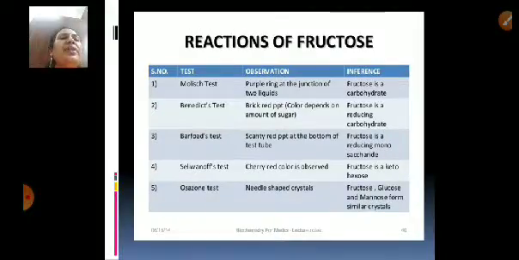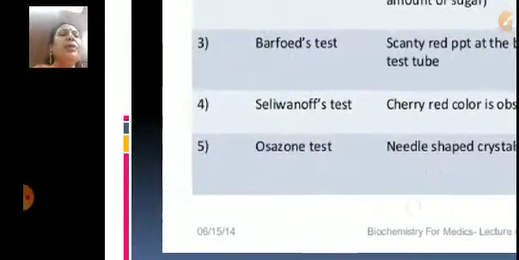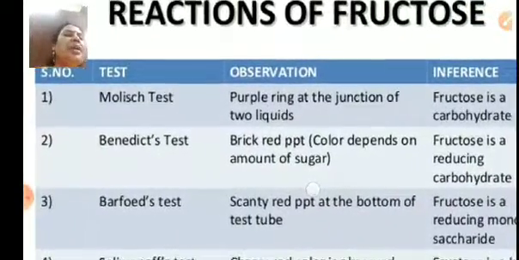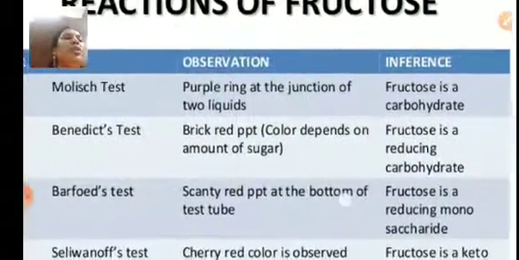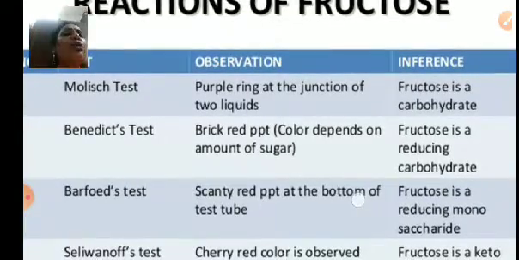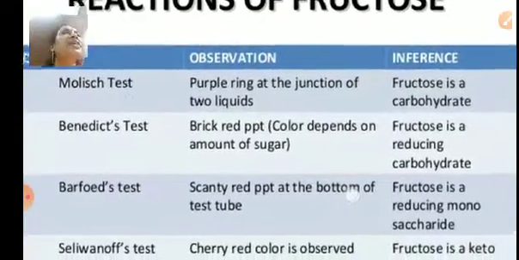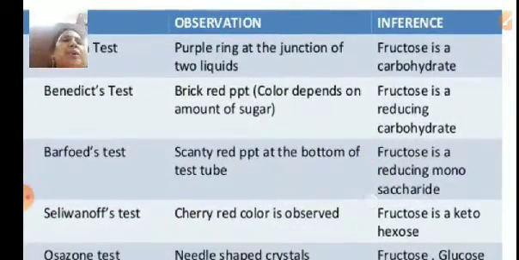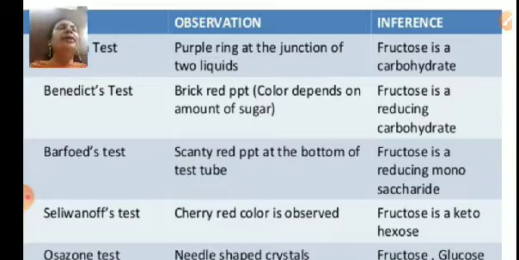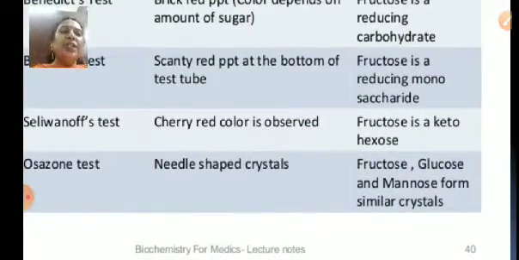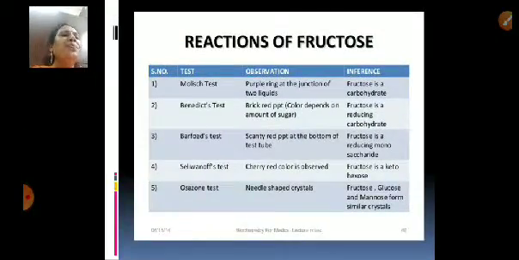Okay. The next is fructose. If the compound is fructose, again Molisch test will be positive. A reddish violet ring is obtained at the junction of the two liquids. So the compound is a carbohydrate. Benedict's test is positive, but here we do not get a brick red precipitate. We get a greenish yellow precipitate. So the compound is a reducing sugar. Barfoed's test is positive. That means fructose is a monosaccharide. Selivanov's test is positive. It is a ketonic sugar. And when you perform the osazone test, again you get needle shaped crystals for fructose.